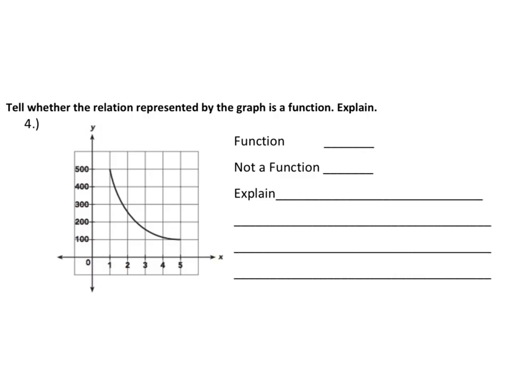Number 4, tell whether the relation represented by the graph is a function and explain. So I'm looking at the graph and I notice that it is a curved line. So when given a graph, I like to do what's called the vertical line test to make sure every input has exactly 1 output. So I'm going to drop a line, and I can see that that line only hits 1 place. But then I'm going to move the line, and as I move the line, I can see that the graph only hits 1 place.